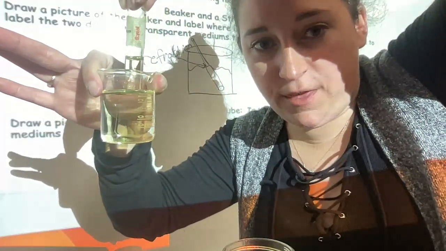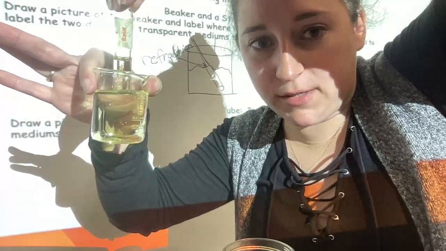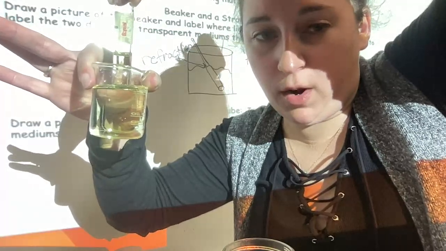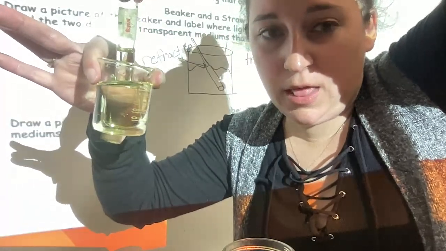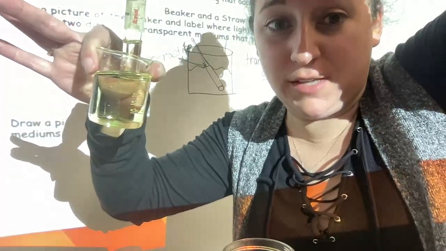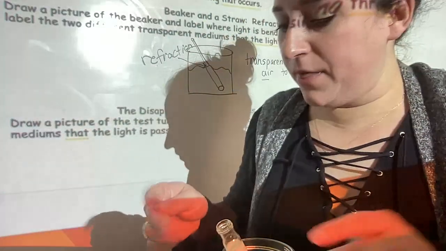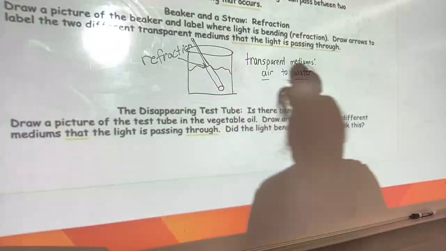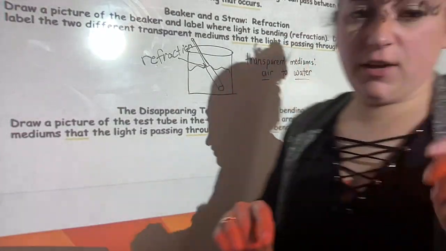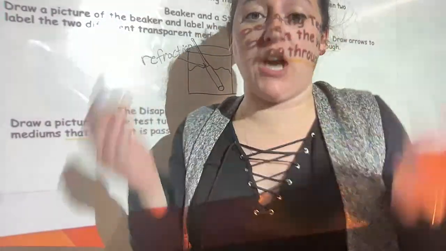And in theory, what's happening is the light will not bend if it's traveling all at the same speed. So if the light is able to travel through the vegetable oil and the glass all at the same speed, then our test tube disappears because it doesn't bend when it hits the boundary of the test tube. All right, so we're going to draw that right now. And this is just emphasizing the point of refraction: we must have a new transparent medium, and that transparent medium needs to change the speed of the light.